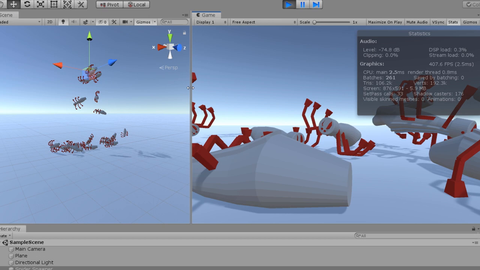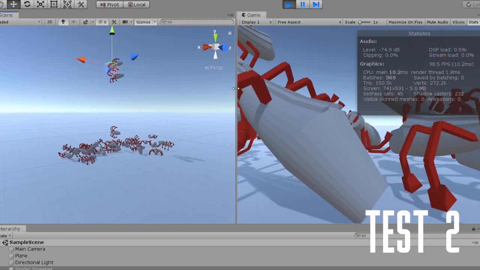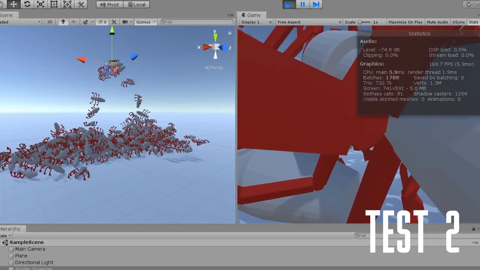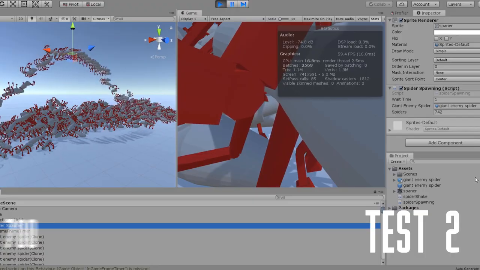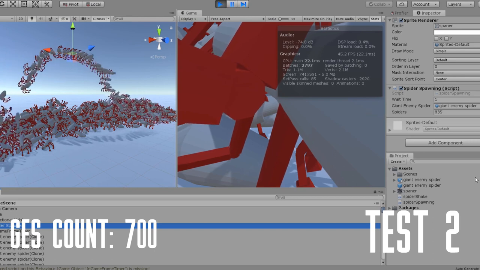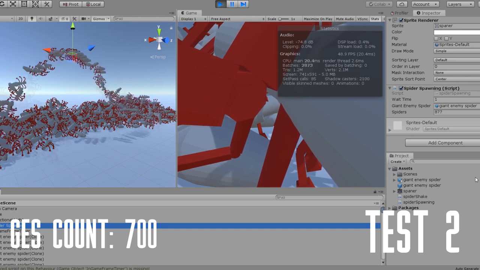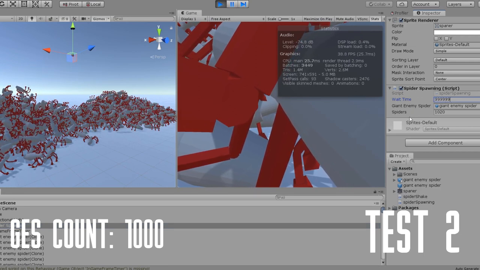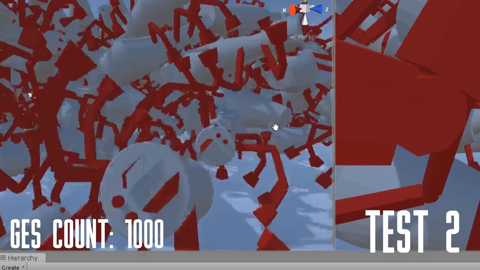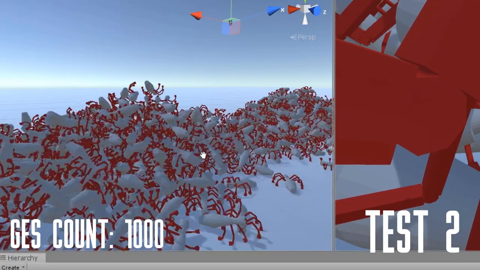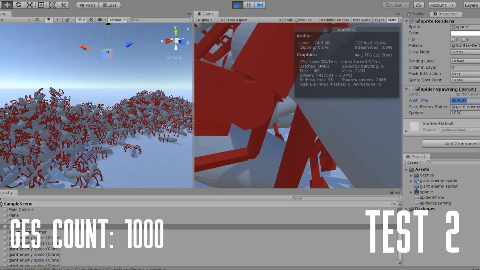I started out with almost 200 FPS. But I quickly dropped to about 60 FPS at 700 spiders. I paused the spawning at 1,000 spiders just to look and see what 1,000 giant enemy spiders look like. Apparently like this. After they stopped spawning, the FPS went back up a bit, but not much. Anyway, we're back to spawning now.